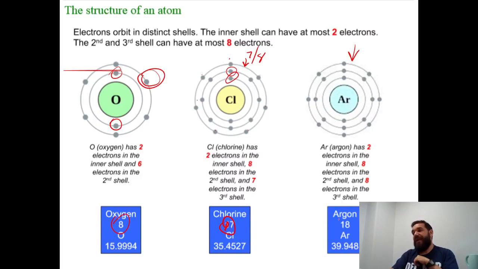Argon is element number 18. It has 2 in the first shell, 8 in the second shell, and 8 in the third shell. So the third shell is full, the outermost shell is full. Yeah, 8 out of 8. It is happy. It doesn't want to bond, and it doesn't bond.